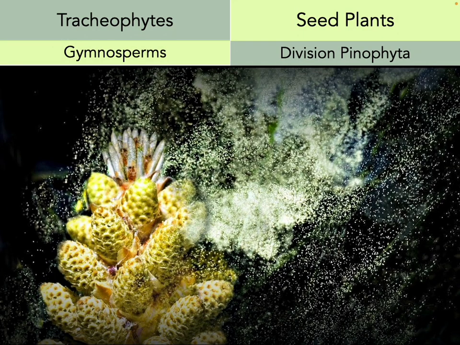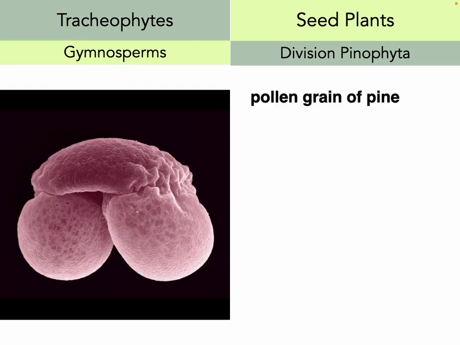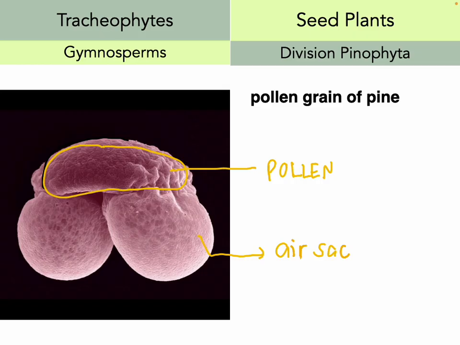So this is each pollen grain. Each yellow dot is a pollen grain. And you zoom in, this is the pollen grain of pine. So the actual pollen is here. But they have this extra structure called an air sac. It's like a balloon. It helps the pollen float.